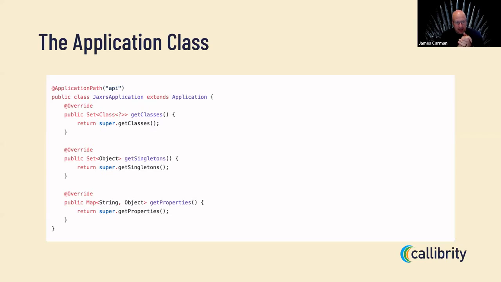The getClasses is a way to tell the runtime about the classes that it can manage automatically for you. getSingletons is a way to actually hand it objects and say, I've already instantiated, configured, and wired these things. You go take care of them and use them. And then properties is a way of customizing the runtime itself with different features.